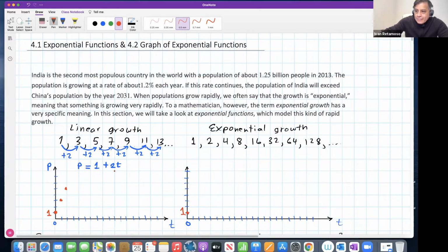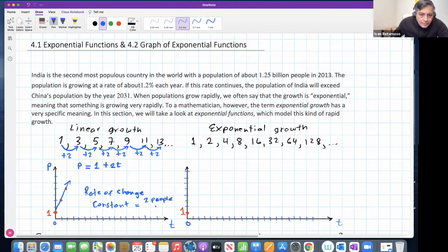A straight line, which tells us that the rate of change is just constant, right? Rate of change, constant. And we can even find this rate of change that is constant. It's 2 people per year, the slope of this straight line, right?